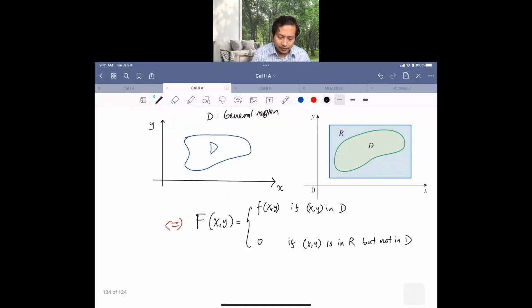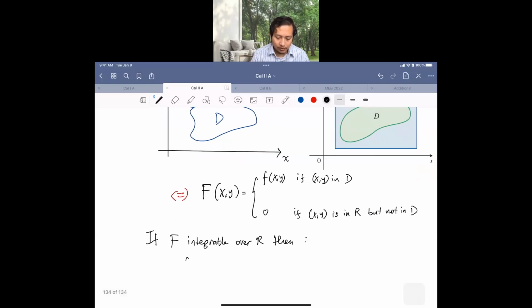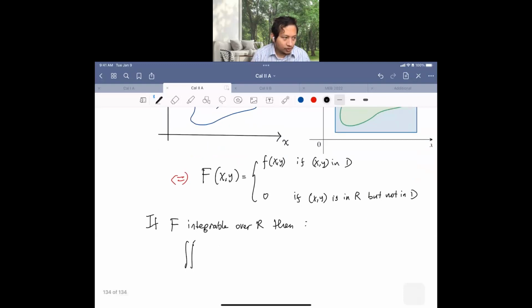So if this f is integrable over R, the rectangle, the blue one, then we can write down the double integral over D of f(x,y) dA is equal to the integral over R of F(x,y) dA.